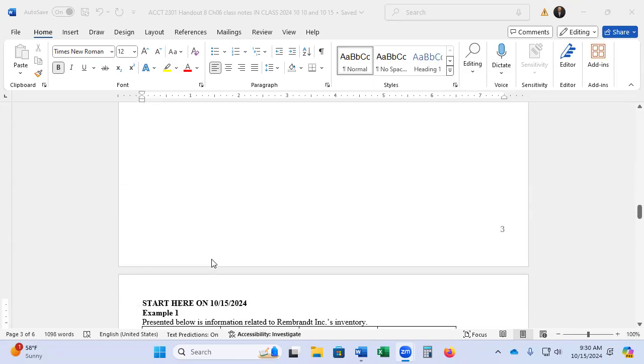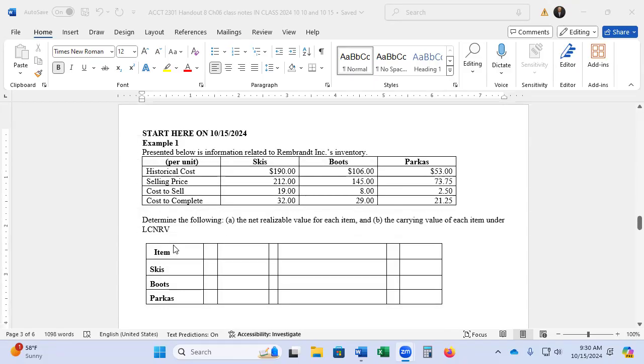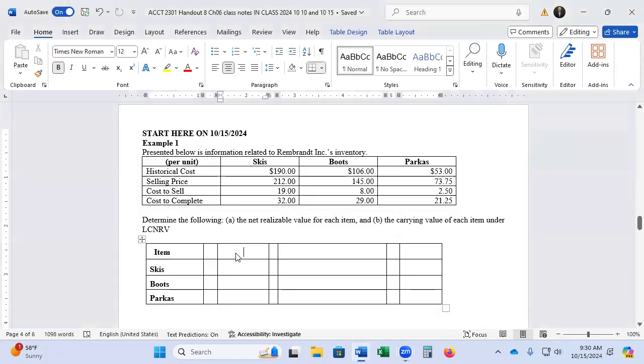And so now we're picking up with example 1, and I'm going to walk through that. So everybody please find that. If you didn't have a handout from last Thursday, that's where we're picking up.